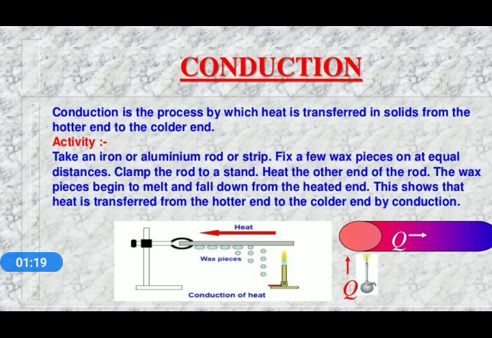If you see the picture, you can see the burner placed at one end of the rod and wax pieces fixed at equal distances. As heat is transferred from the hotter end, which is also shown by a red arrow, to the colder end, the wax pieces start falling down. So that method is known as conduction, and conduction occurs in solids.